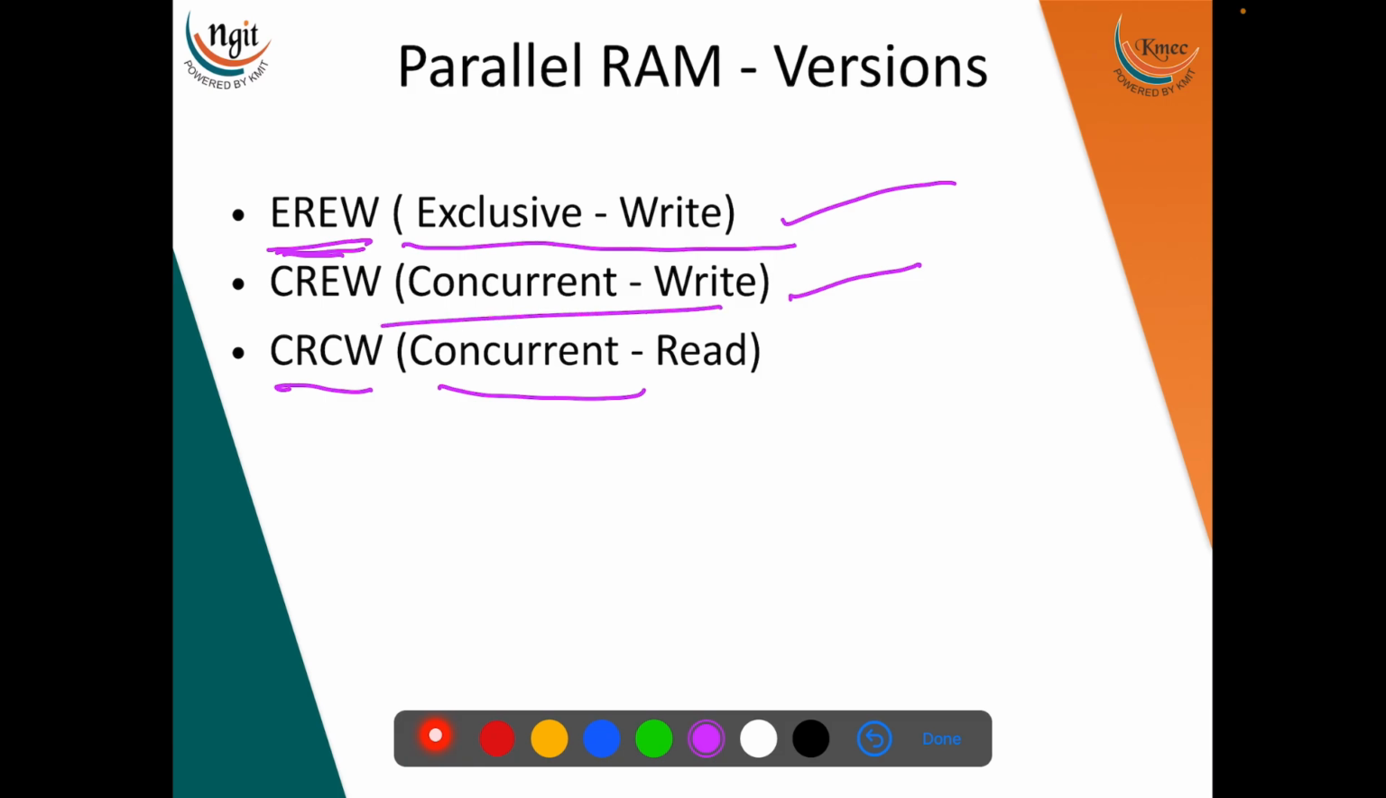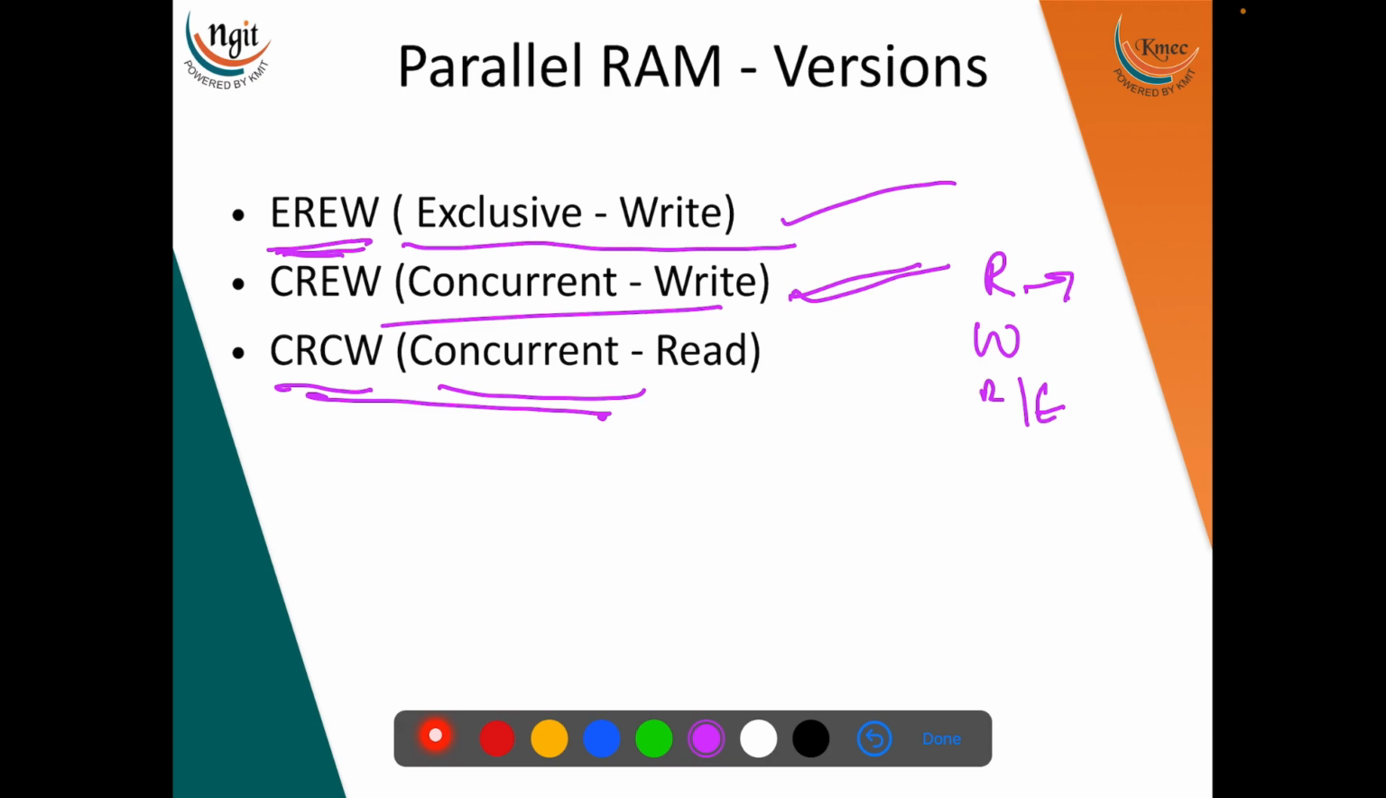The next is CREW, which allows more than one processor to simultaneously read from the same memory cell but restricts concurrent writes; this is the concurrent read and exclusive write PRAM. And the third is the most powerful model, in which more than one processor is allowed to simultaneously write to the same memory cell: the concurrent read, concurrent write PRAM.